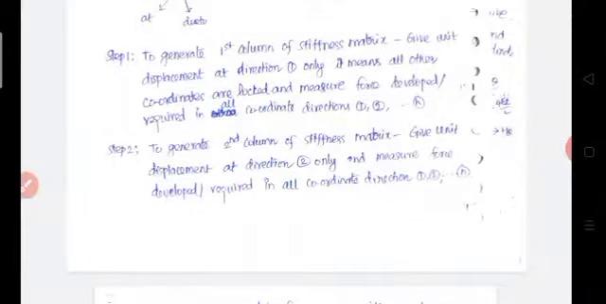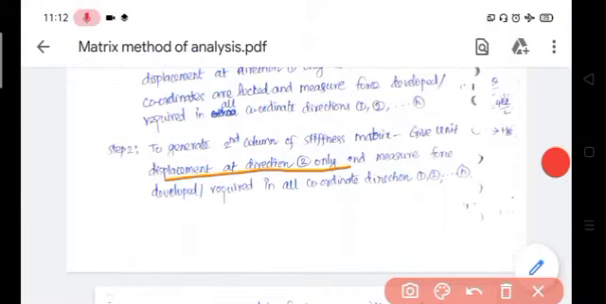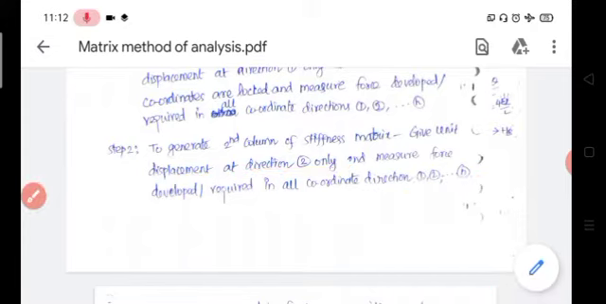Then we generate the second column of the matrix. For this, give unit displacement in coordinate direction 2 only, with all other coordinates locked, and measure the force required in all coordinate directions 1, 2 up to n. Then this procedure is repeated up to n columns.